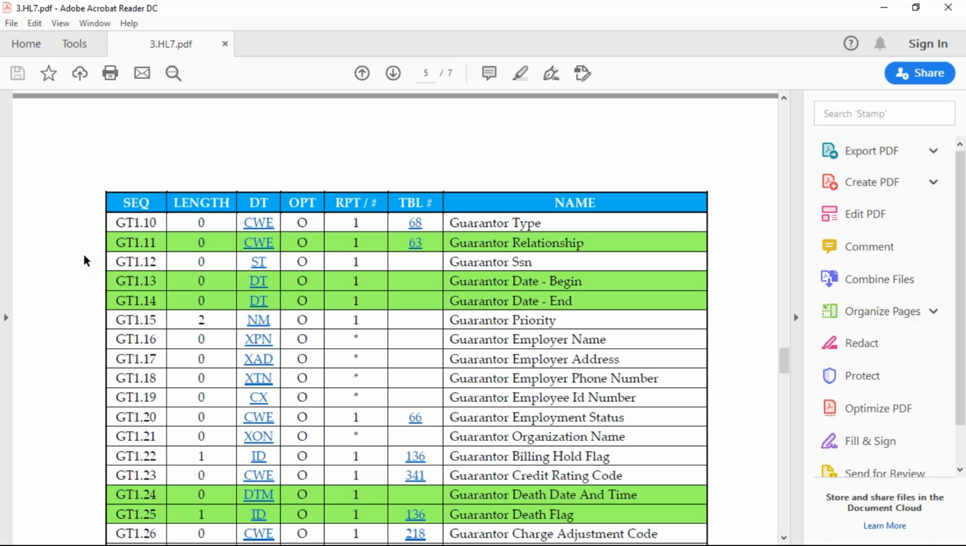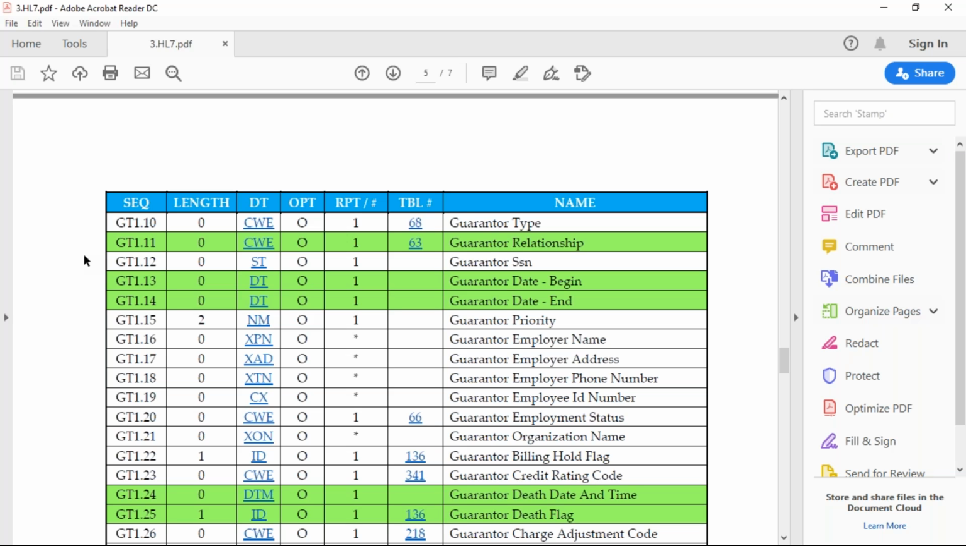Okay, and GT113, the guarantor begin date, and GT114, the end date, are also very important, especially from an insurance perspective, because they clearly need to determine the time period of the guarantor, so that they can ensure they are generating the claims within that time period and don't miss any claims. That is why they capture the validity of the guarantor in the PM system. And when a demographic message is generated from the PM system, that information will be sent in GT113 and GT114.